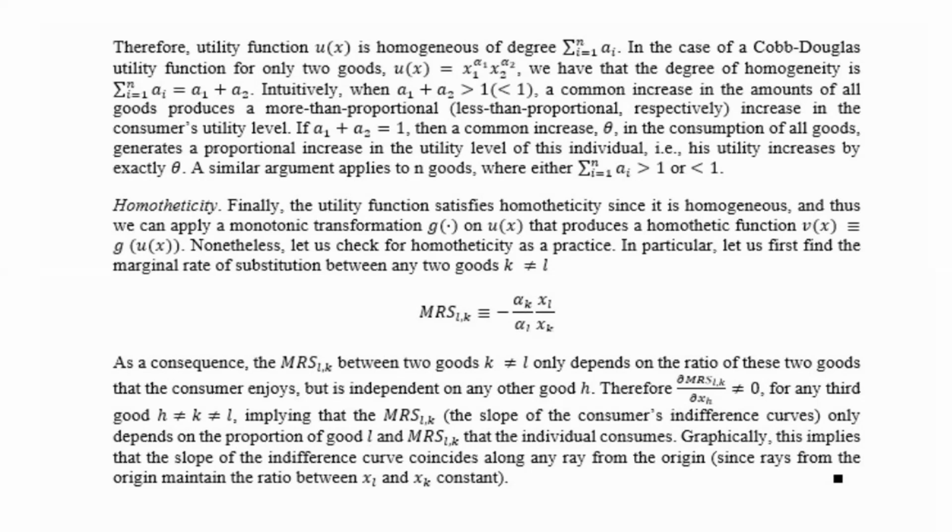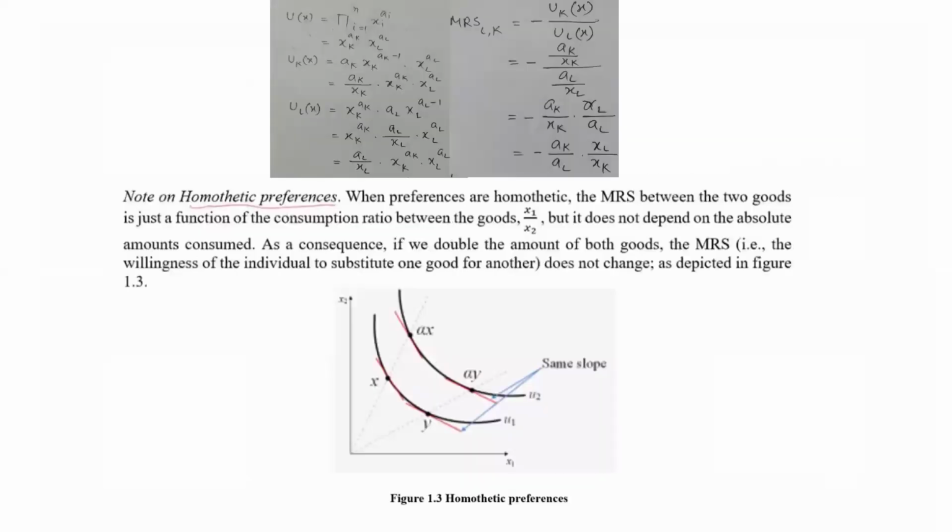So now we can see that marginal rate of substitution of L for K doesn't depend on any third good. We can't see any xh here. So we must say this utility function u of x is homothetic. And graphically, we can also show something in the next slide.